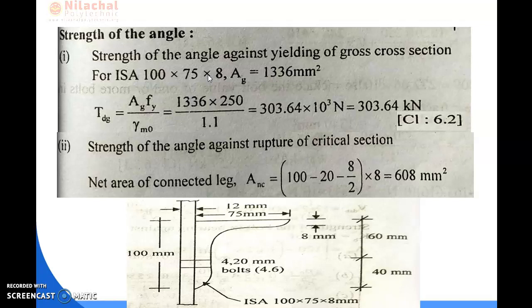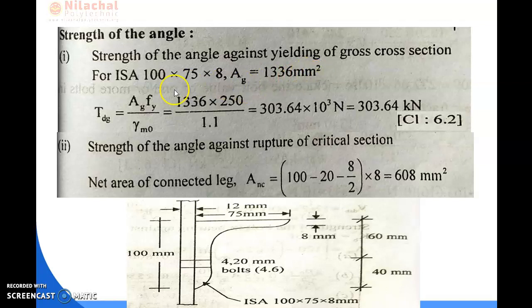So you can see the cross section area column in which you can find out the gross section area of the angle section is given as 13.36 centimeter square. So just put this value here and convert it from centimeter square to mm square. So 13.36 centimeter square is equal to 1336 mm square.